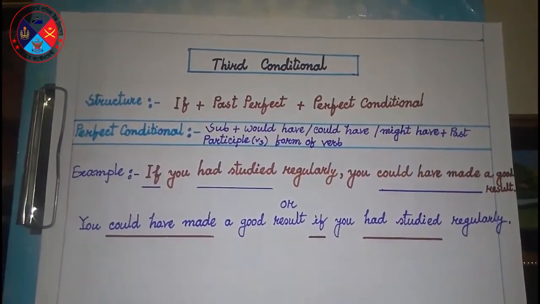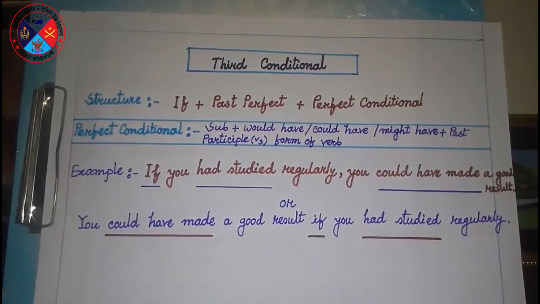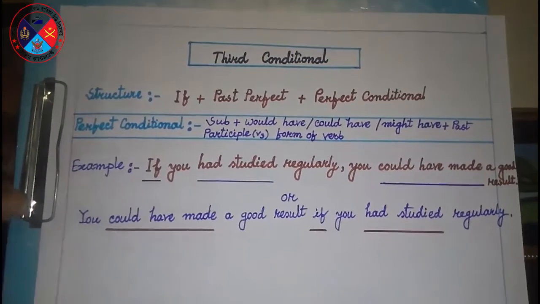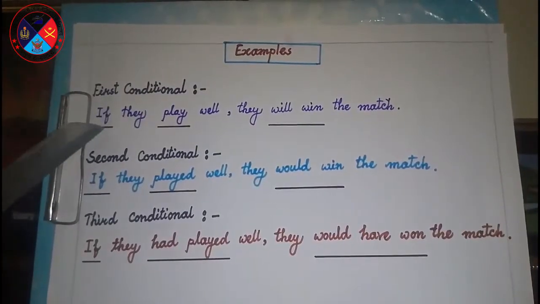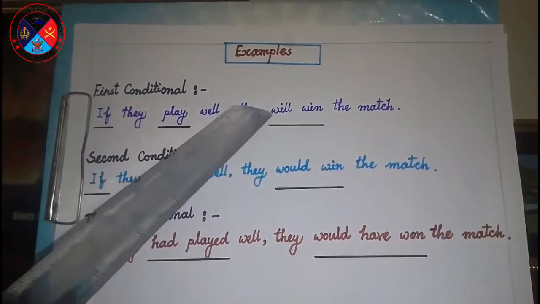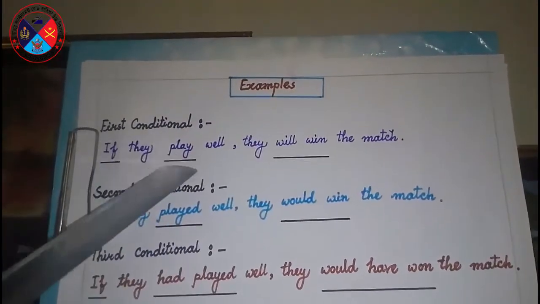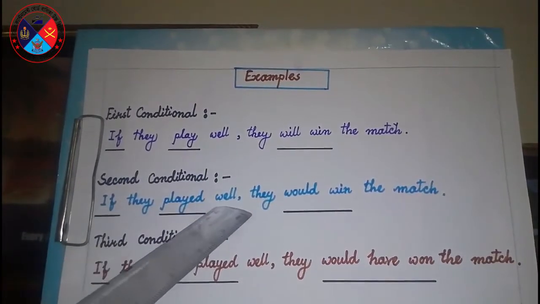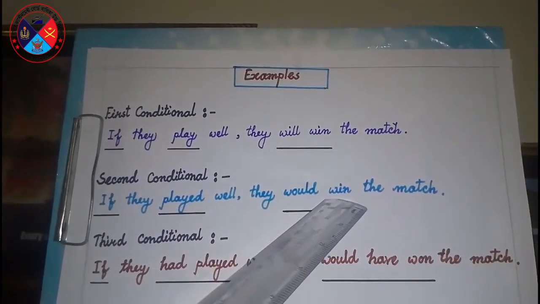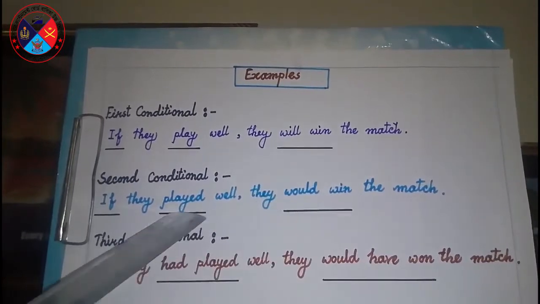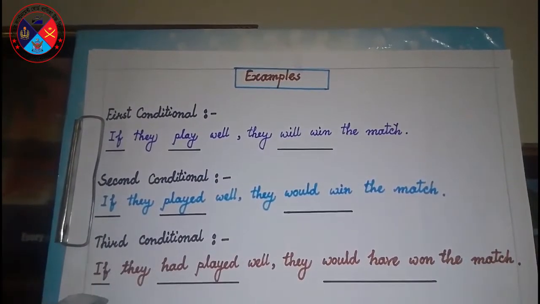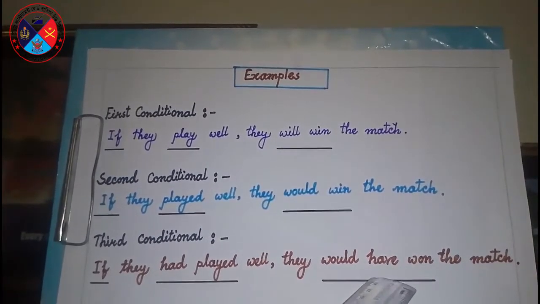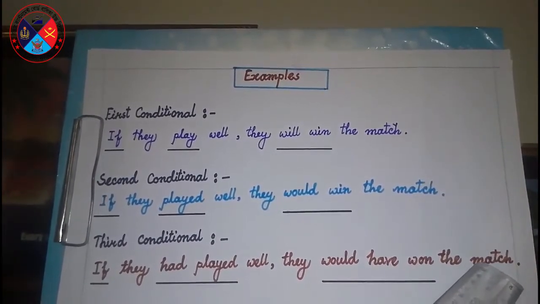For your better understanding, you may write down the examples of conditional sentences serially. First conditional, if they play well, they will win the match. Second conditional, if they played well, they would win the match. Third conditional, if they had played well, they would have won the match.